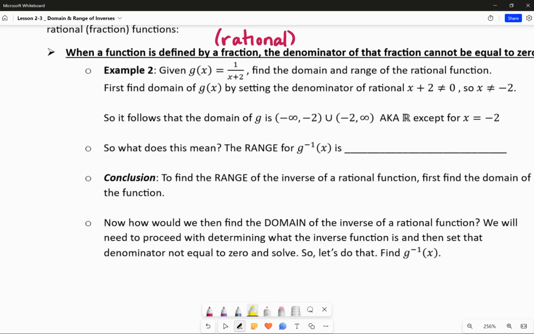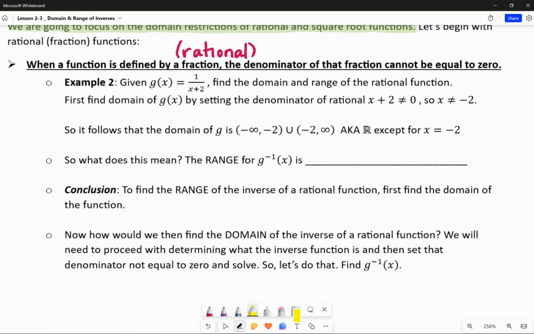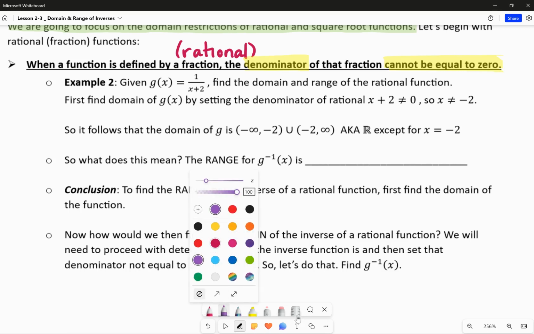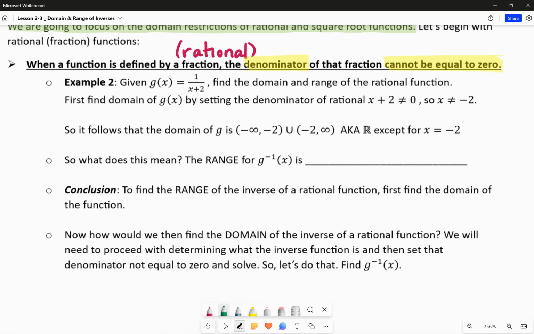We do not want that denominator to equal 0. Okay, you cannot divide by 0. It's undefined. Okay, so I want you to notice that in this problem, you are given a function, and the function is g of x equals 1 over x plus 2. Notice it's a fraction. It has a numerator and it has a denominator value.